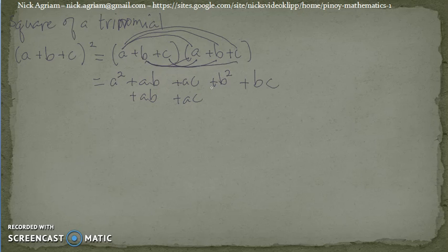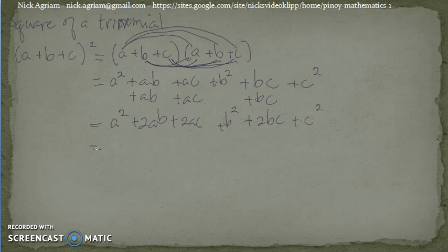I will put them together so that it is easier for me to add them. Then we have bc, and then the last term and the last term will give you c squared. Simplify: a squared plus 2ab plus 2ac plus b squared plus 2bc plus c squared.